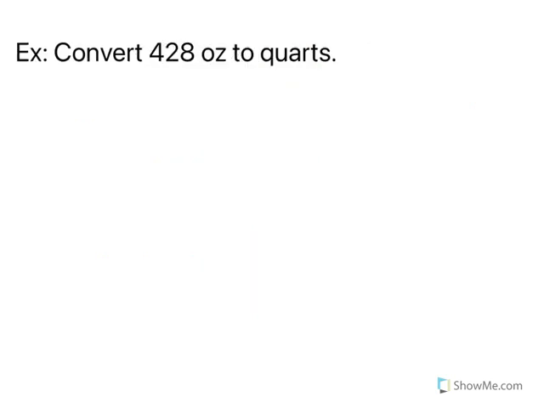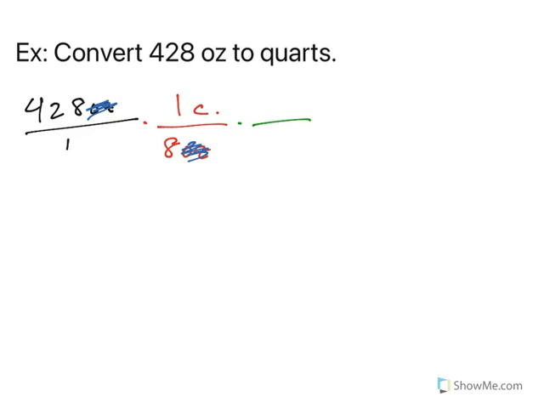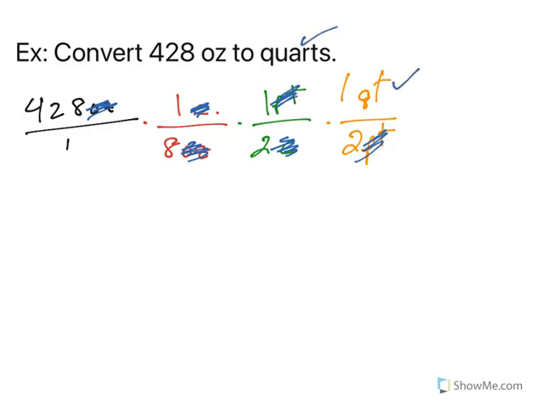Let's do one more. 428 ounces to quarts. Okay, so 428 ounces is what I start with, and we're talking about liquid. So I know there are 8 ounces in 1 cup. Okay, so that gets me out of ounces. I know there are 2 cups in 1 pint, so that gets me out of cups. And then I know there are 2 pints in 1 quart. That gets me out of pints into quarts where I want to be.